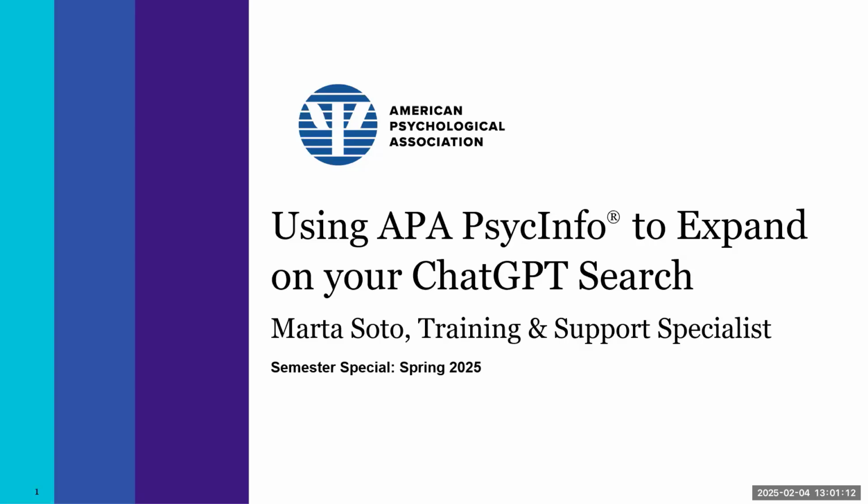Today's webinar training is going to start with a ChatGPT created list of references, a little discussion about how that AI generated information might be helpful, might be incomplete or misleading. And then we're going to spend most of our time today showing specific ways that you can use APA's PsycInfo research database to build on that initial search and get a more robust research project started.